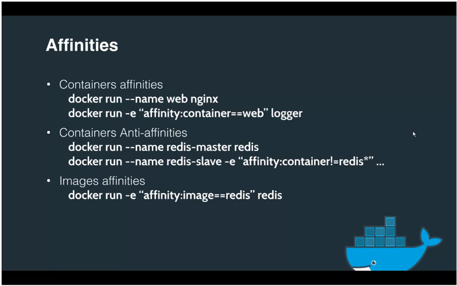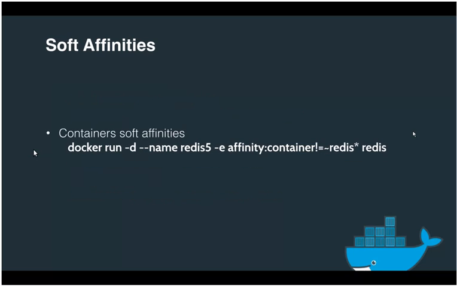And finally, you also have image affinities. So this time, if you have a bunch of images pulled on a machine, you will tell, run my container Redis on a node which already has the Redis image pulled. And you just save the time of downloading the image. For example, if you have constraints about, I don't know, bandwidth or something like this, you can specify those kinds of constraints.